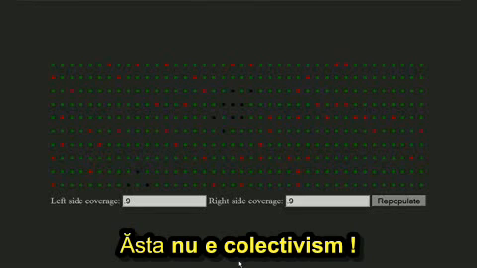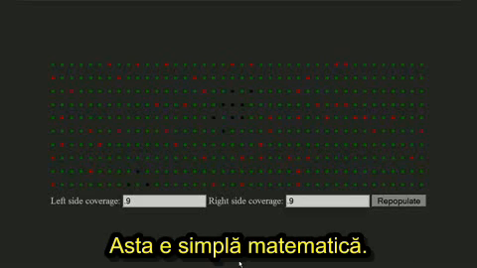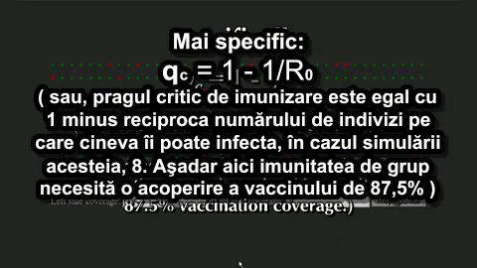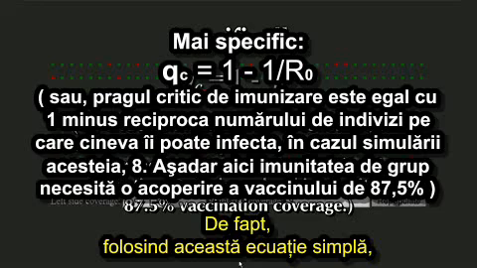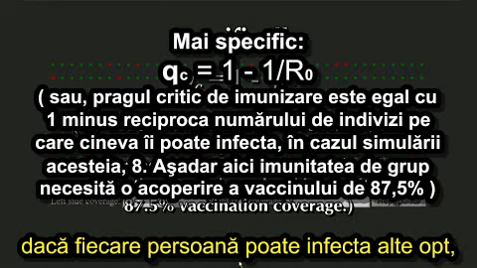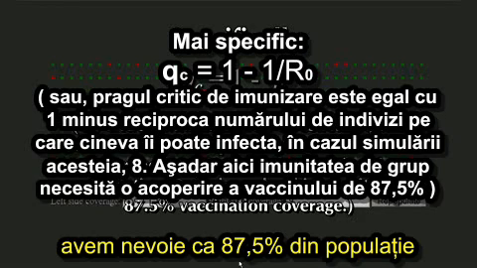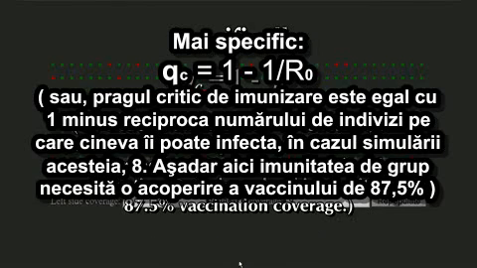This is not collectivism. Collectivism is a political philosophy. This is just simple math. In fact, using this simple equation, we can see that in this simulation, since any person can infect 8 others, ignoring those along the edge, we need 87.5% of the population to be vaccinated to achieve full herd immunity.